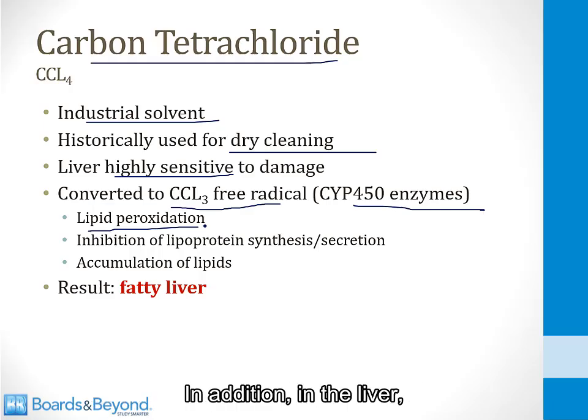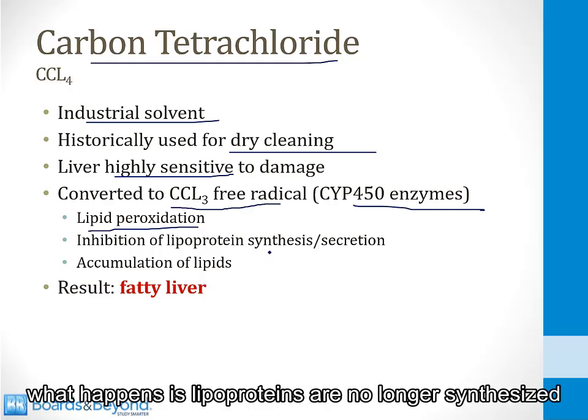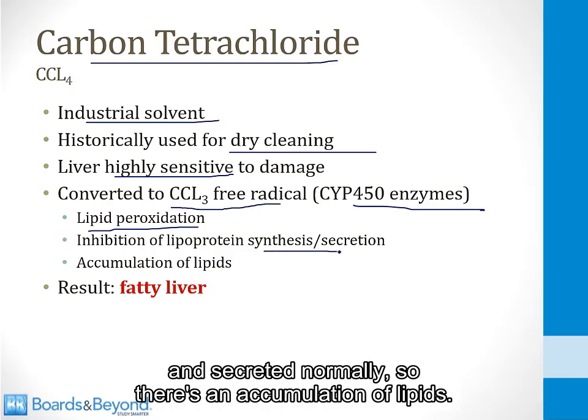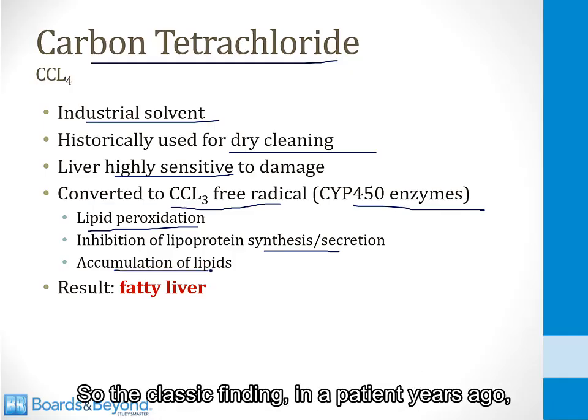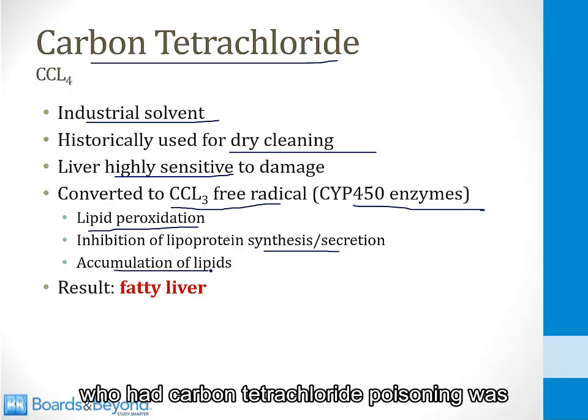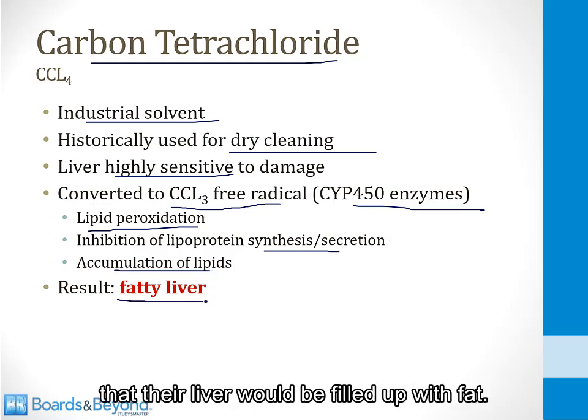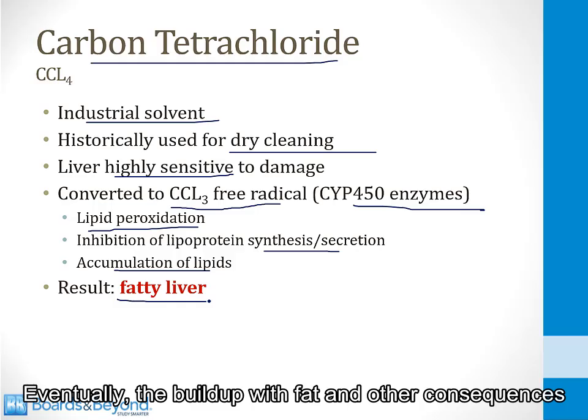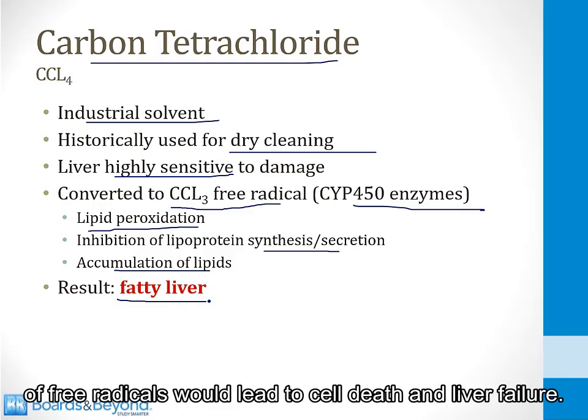In addition, in the liver, what happens is lipoproteins are no longer synthesized and secreted normally, so there's an accumulation of lipids. So the classic finding in a patient years ago who had carbon tetrachloride poisoning was that their liver would be filled up with fat. Eventually, the buildup with fat and other consequences of free radicals would lead to cell death and liver failure.